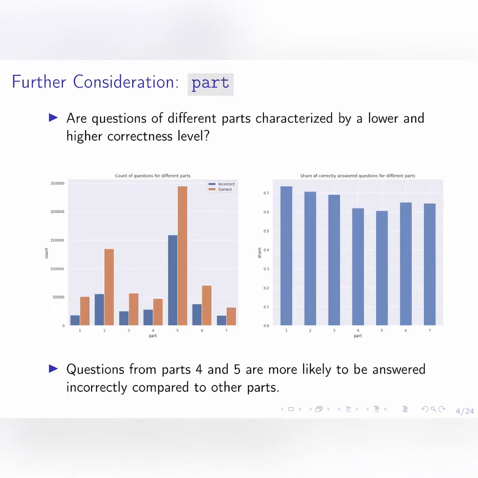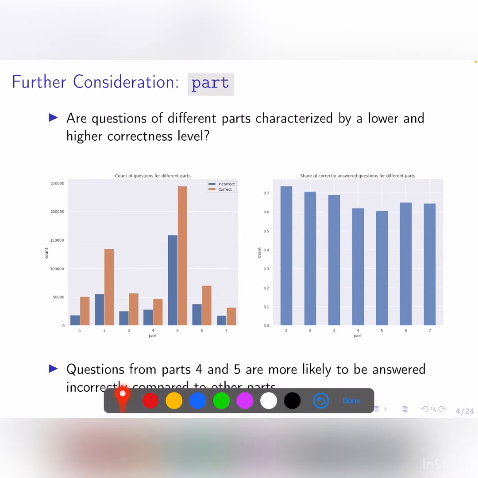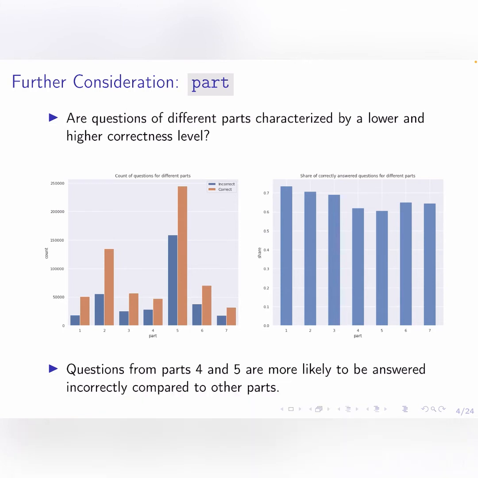So the part feature shows which part of the exam the question was taken from. It is natural to ask whether different parts are characterized by different correctness levels. And indeed, we see that some parts are more likely to be answered incorrectly compared to others. And these are the last part of the listening section and the first part of the reading section. This makes this variable informative for model building.